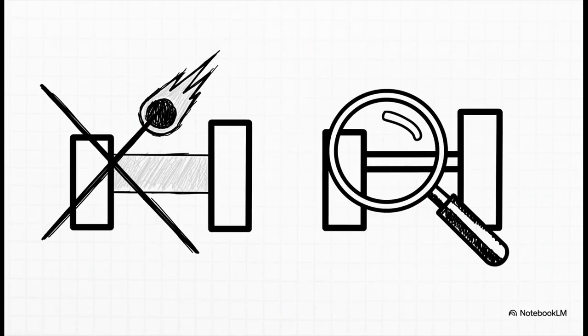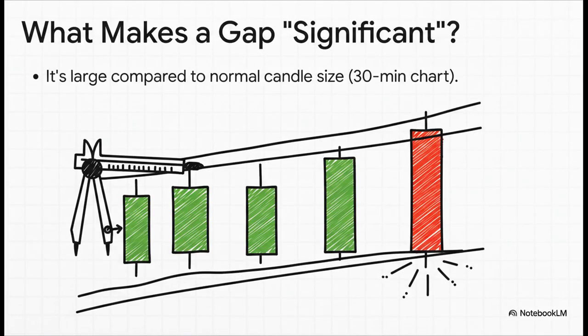Now, this is a really important distinction. We're not necessarily looking for some kind of massive, once-in-a-decade gap here. The word we're focused on is significant. But what does significant actually mean when you're staring at your screen? Okay, so a gap becomes significant in two ways. First, it just looks big compared to the recent candles on your chart, say a 30-minute chart. But way more important is that it causes the price to slam into or even punch through the opposite Bollinger Band. That's the key visual confirmation you're looking for. It's a sign of a massive, but likely temporary, overreaction.